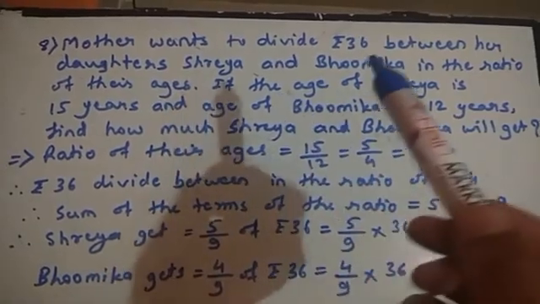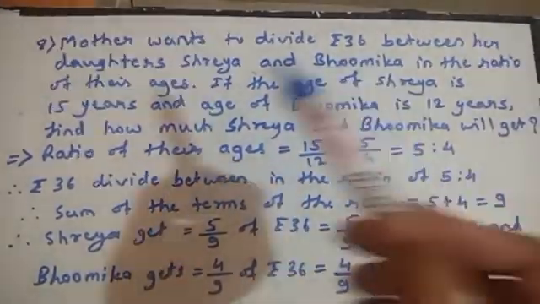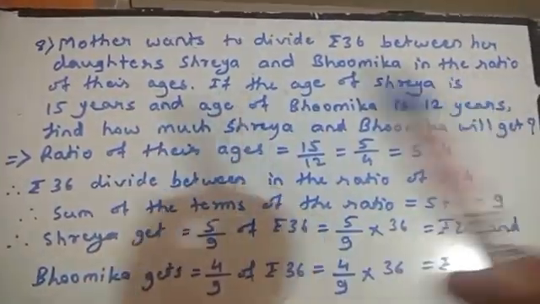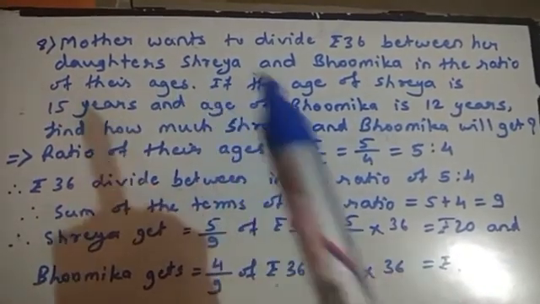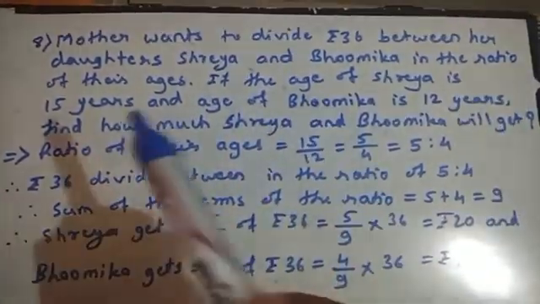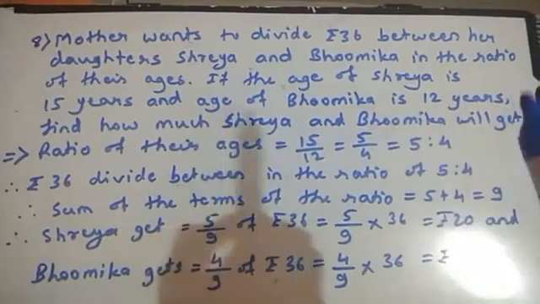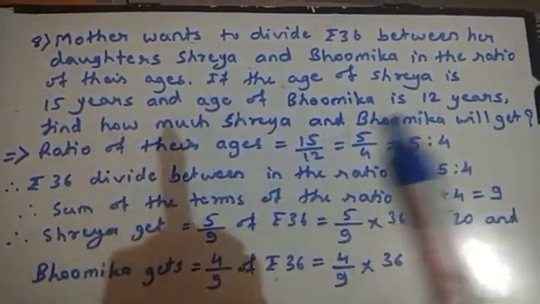See one more question here. Mother wants to divide ₹36 between her daughters Shreya and Bhumika in the ratio of their ages. If the age of Shreya is 15 years and the age of Bhumika is 12 years, find how much Shreya and Bhumika will get.